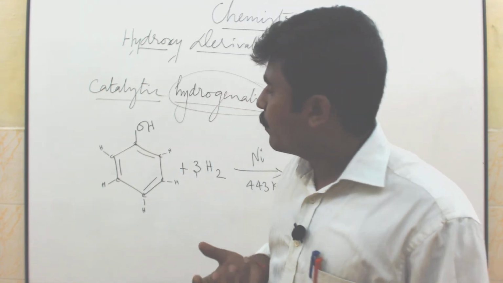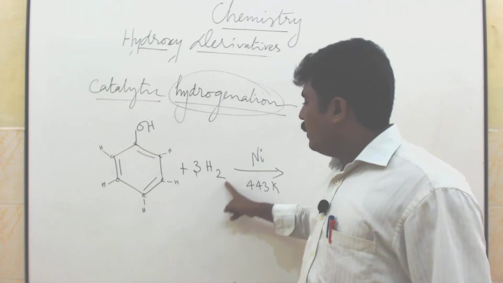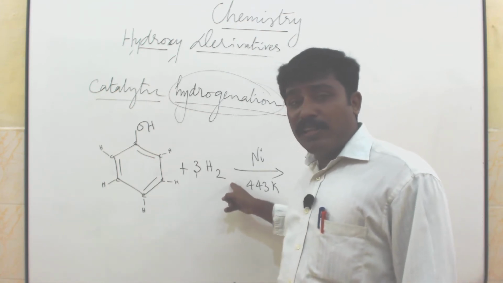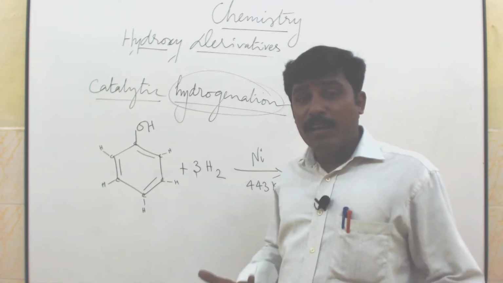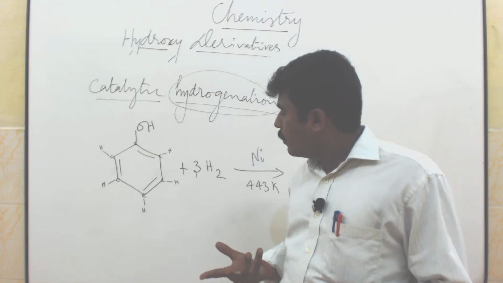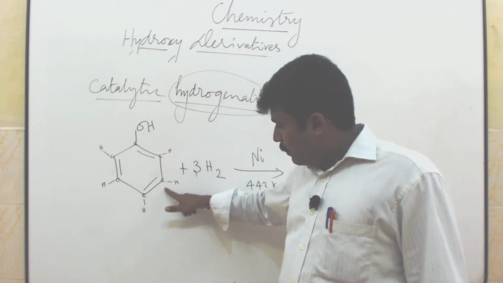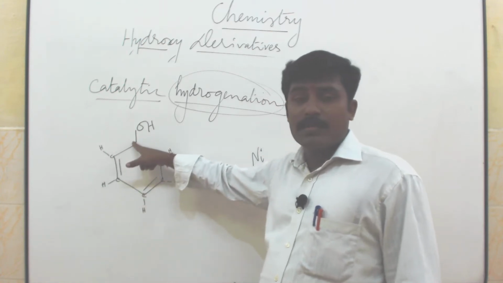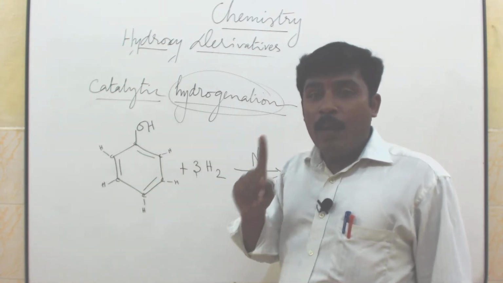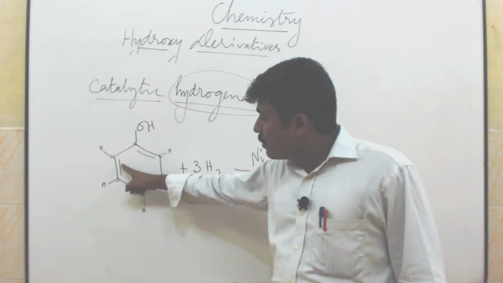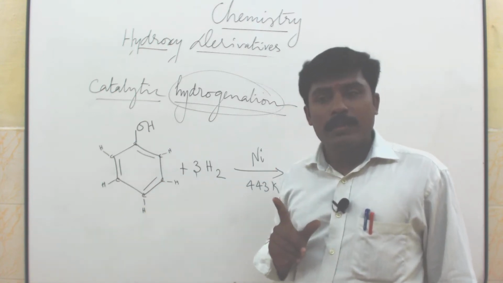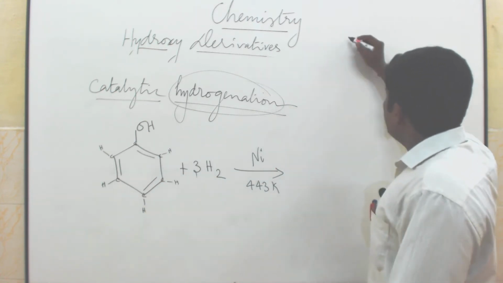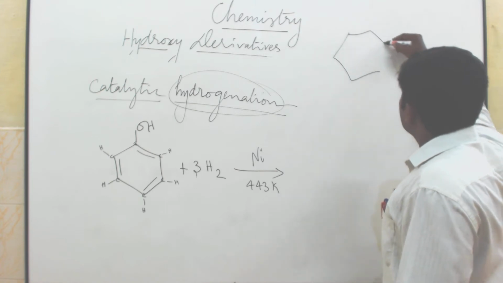But here I am going to add 3 hydrogen molecules, so totally 6 hydrogen atoms. Where will I add? One here, one here, one, two, three, 4, 5, 6. So I am going to remove these three double bonds. Here, so you know the difference between these two.